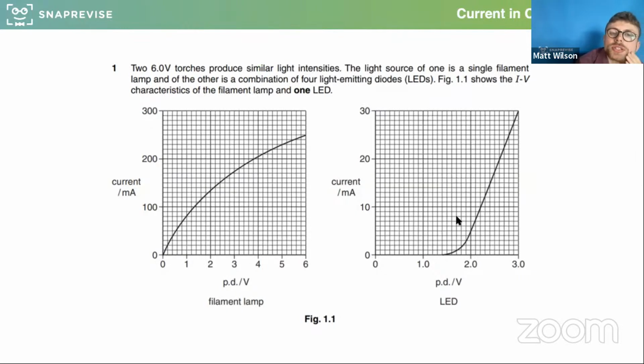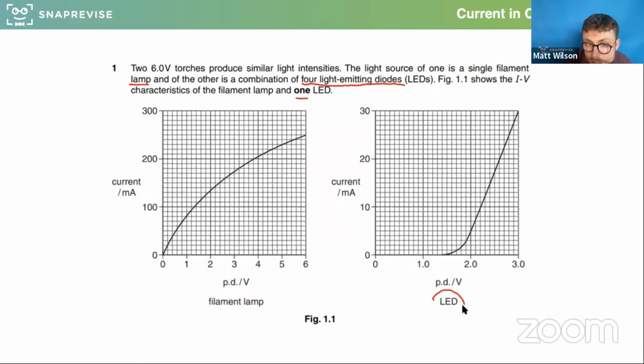Two 6-volt torches produce similar intensities. The light source of one is a single filament lamp, and of the other is a combination of 4 light-emitting diodes. Figure 1.1 shows the IV characteristics of the filament lamp and 1 LED. Okay, so you'll always want to look out for when the examiner puts something in bold. That's probably going to be important because they're saying we're going to be studying these torches. We're going to be comparing some kind of a lamp with some kind of torch that's made of 4 LEDs. But they remind us the graph they've shown us is for 1 LED.